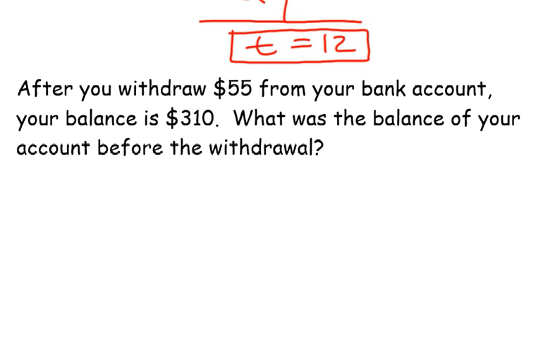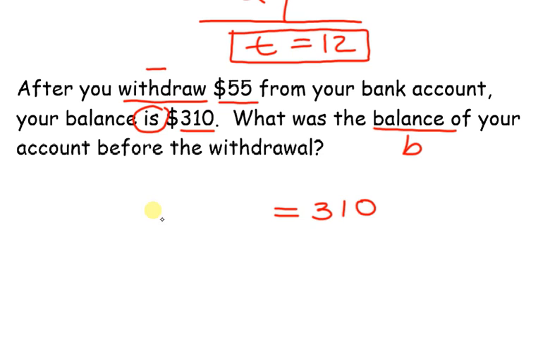All right, let's do one with some money. After you withdraw, so withdraw means minus, $55 from your bank account, your balance is, there's that is, $310. What is the balance of your account before the withdrawal? So there's my is. So I know it's going to be equals 310. Now withdraw means minus, and I'm trying to find my balance from before. So I'm going to use a B for balance. But I took away $55. So B minus 55 equals 310.